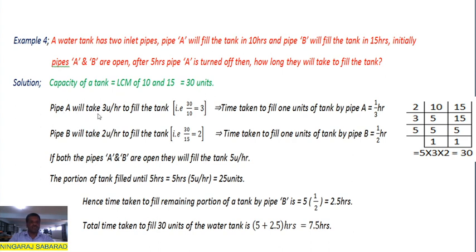So pipe A will take 3 units per hour to fill the tank. So how did I calculate this? It is nothing but the capacity of the tank divided by the time taken to fill the tank by the first inlet pipe, that is pipe A. So that is 30 by 10, which is 3. So that gives the rate of filling of the water tank by pipe A.